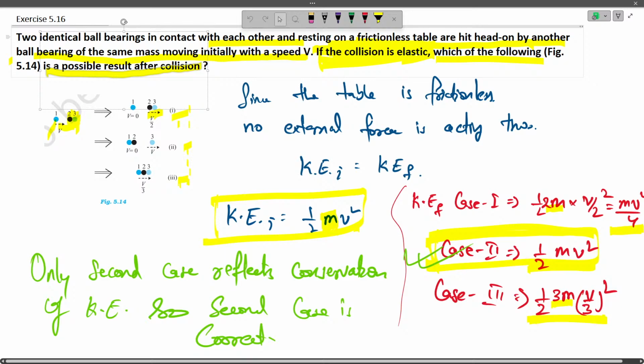Two identical ball bearings in contact with each other and resting on a frictionless table are hit head on by another ball bearing of the same mass moving initially with speed v. If the collision is elastic, which of the following is a possible result after the collision?